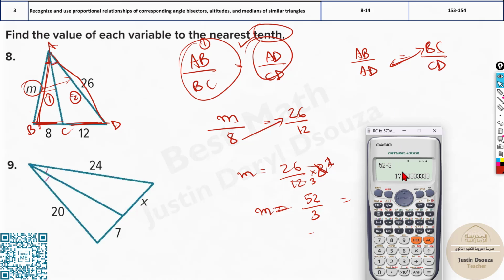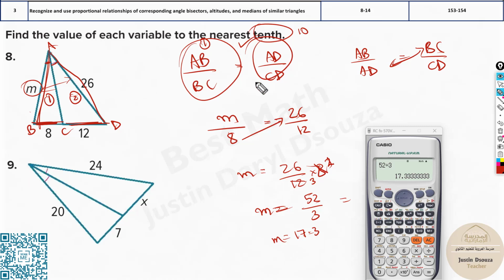17.33, but nearest tenth means only one digit after the decimal. 10 is having 1 0, isn't it? So one digit after the decimal point. The answer will be over here, 17.3. That is the m value.